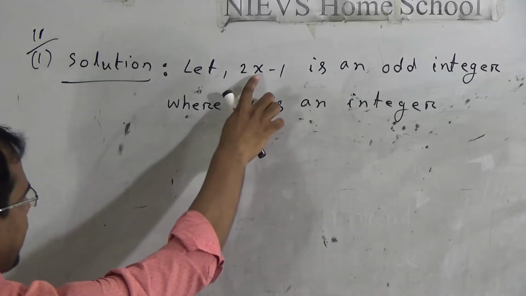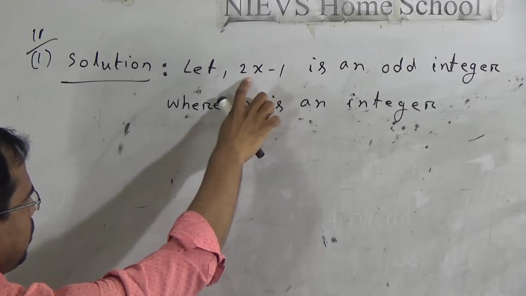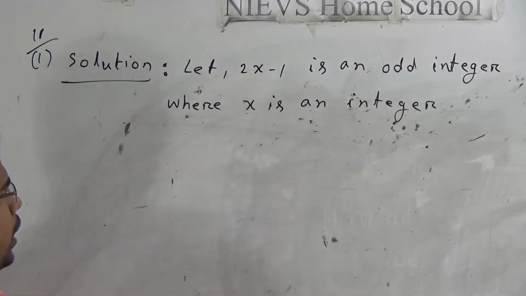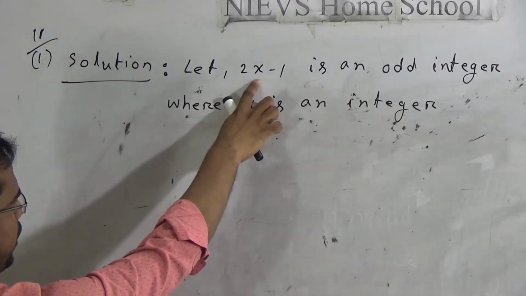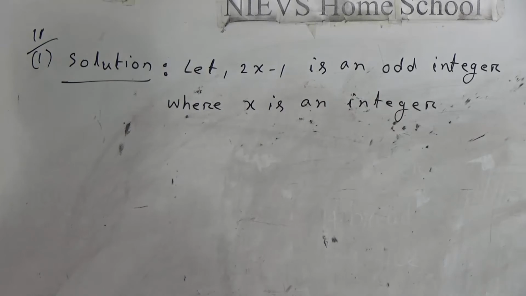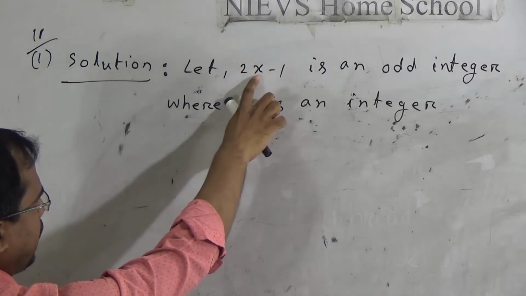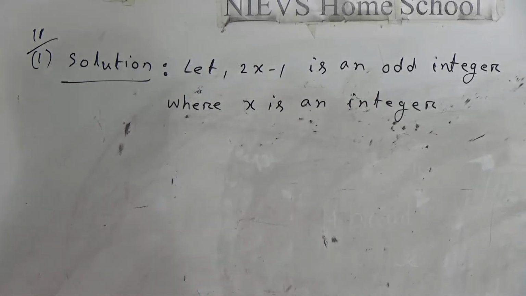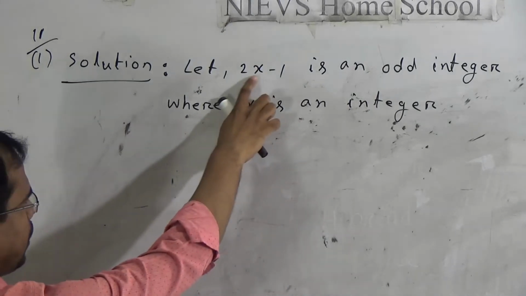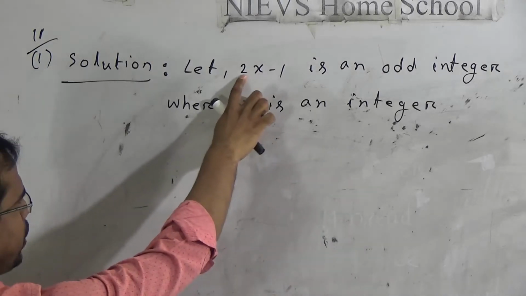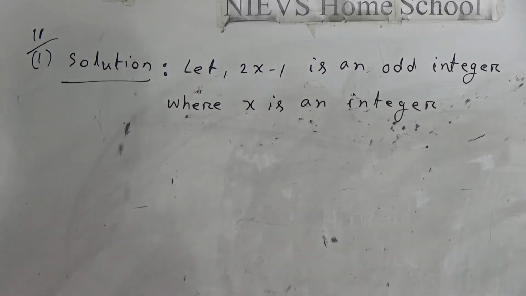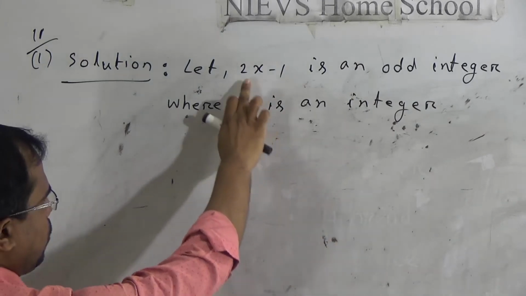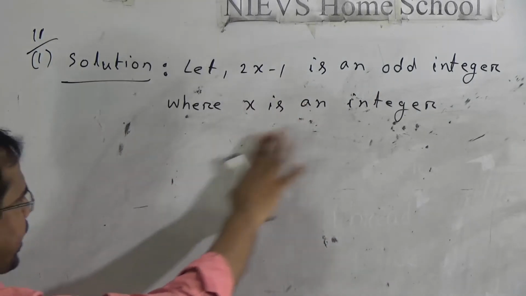If we put the value of x as 1, then 2 into 1 minus 1 is equal to 2 minus 1, equal to 1. If we put x equal to 2, then 2 into 2 is 4, and 4 minus 1 is equal to 3, this is also an odd number. If we put x equal to 10, then 2 into 10 is 20, 20 minus 1 is equal to 19, it is an odd integer. If we consider x equal to 11, then 2 into 11 is 22, 22 minus 1 is equal to 21, it is also an odd integer. So we consider 2x minus 1 is an odd integer where x is an integer.